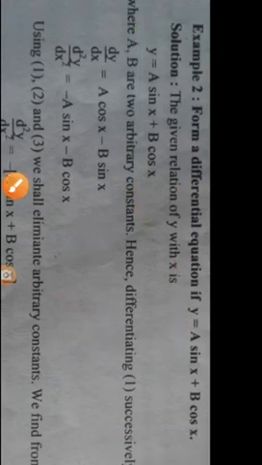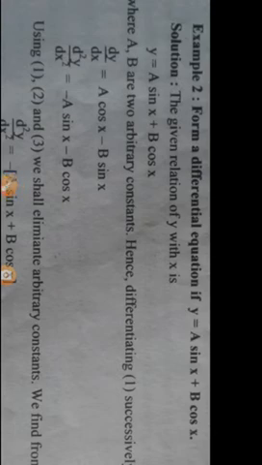Now write the given relation. y is equal to a into sin x plus b into cos x, and observe how many arbitrary constants are present. Yes, two arbitrary constants are present, which are a and b, and therefore how many times do we have to take the derivative? Two times. Now taking the derivative successively 2 times.